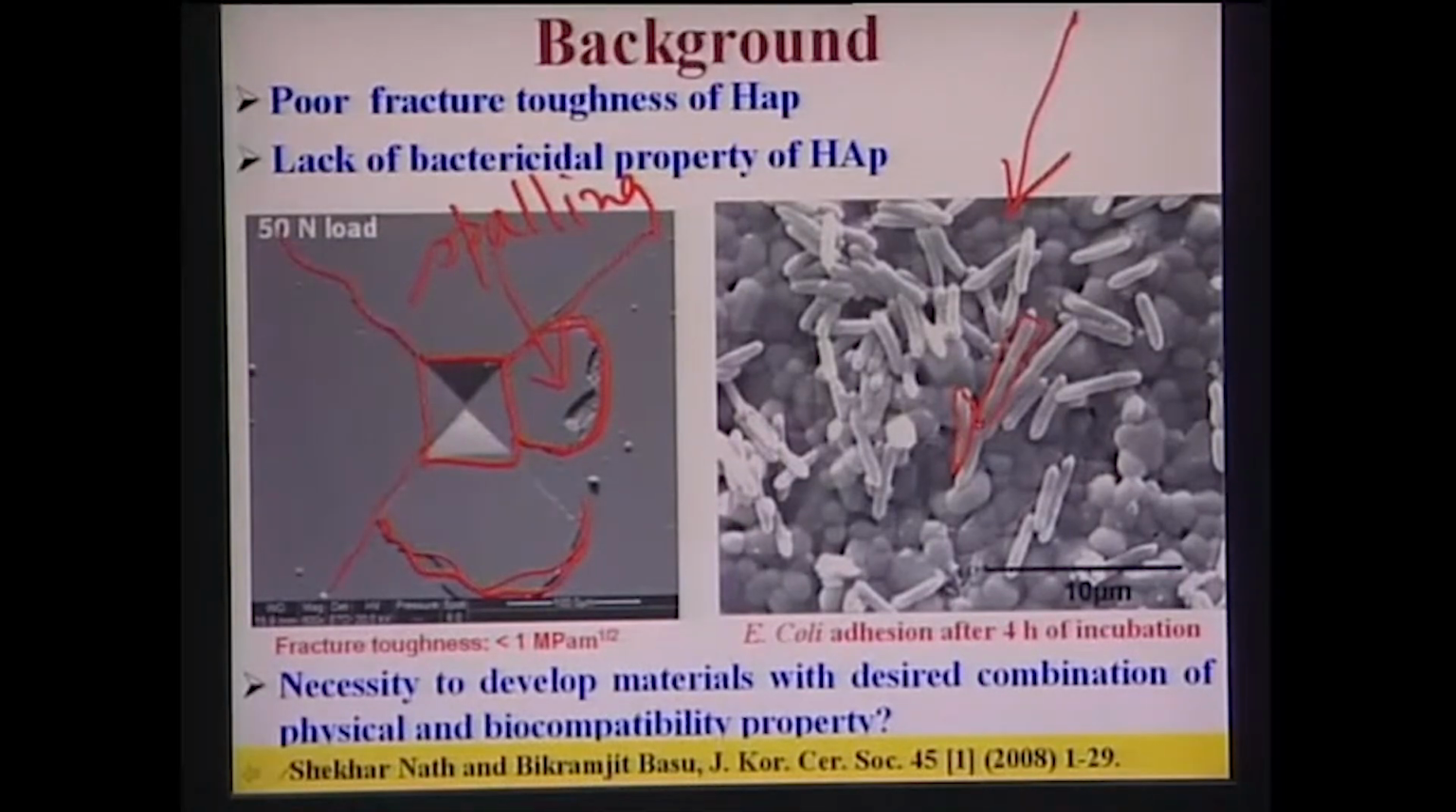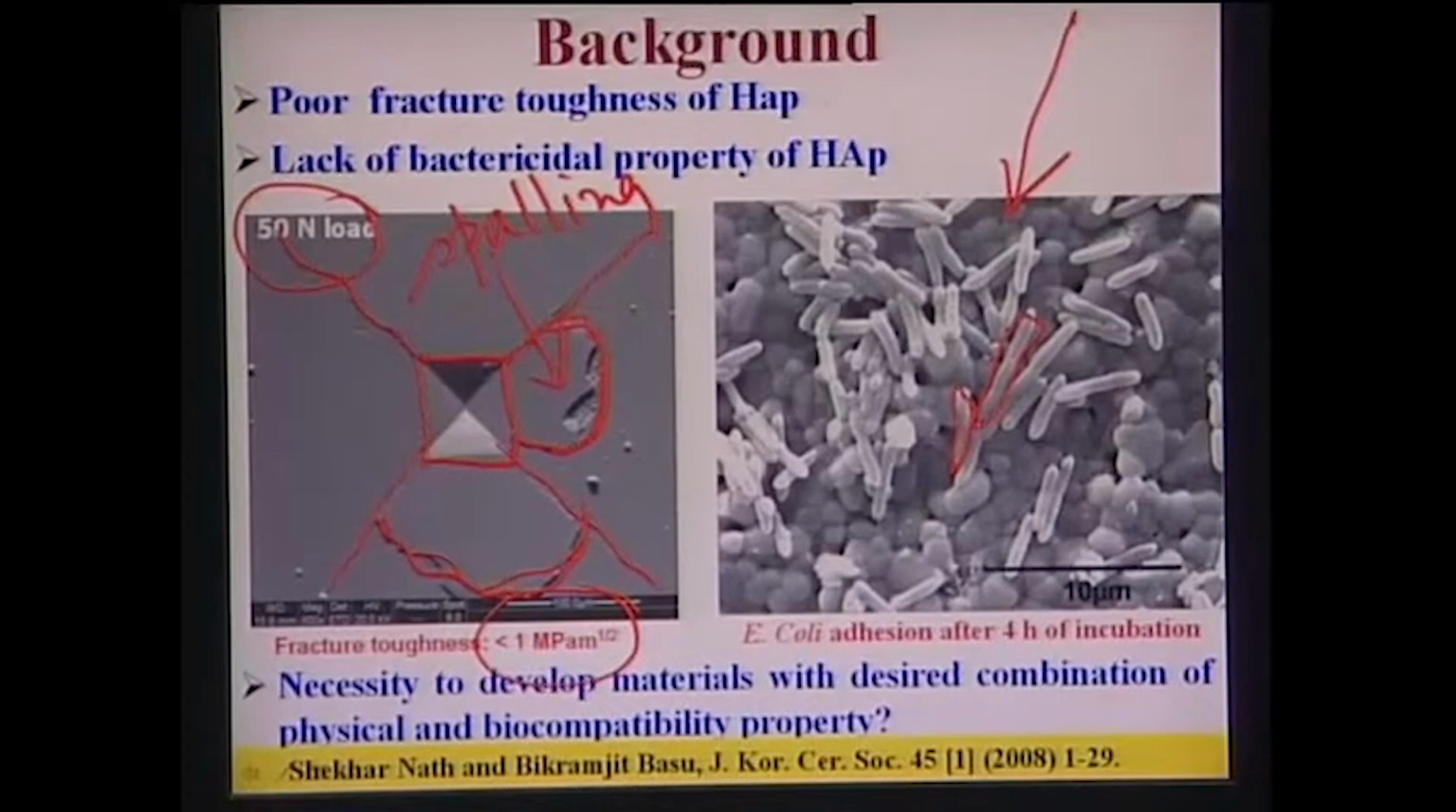However, this crack length, which is called radial crack length, from all the corners of the Vickers indent, is also relatively large at the 50 Newton load, which indicates that the fracture toughness is essentially very low, and if you determine this fracture toughness, it is less than 1 MPa square root meter.